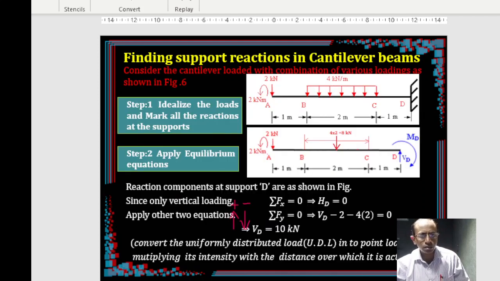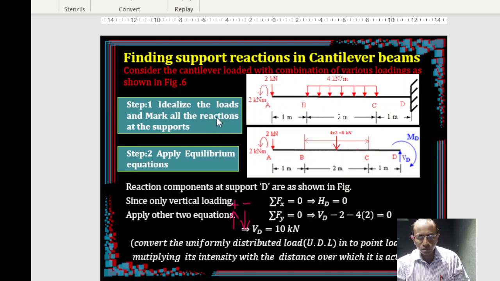Now take a somewhat complex, or you can say combined loading, for a cantilever beam. Try to see how to find the reactions using the same two steps. Let us look at that. It's very simple. We have a loading here on a cantilever beam. Here are three different types of loadings: one concentrated load, one couple, and one UDL.